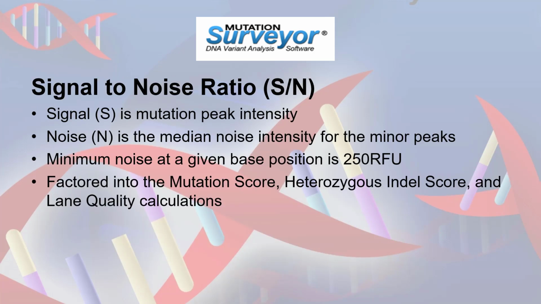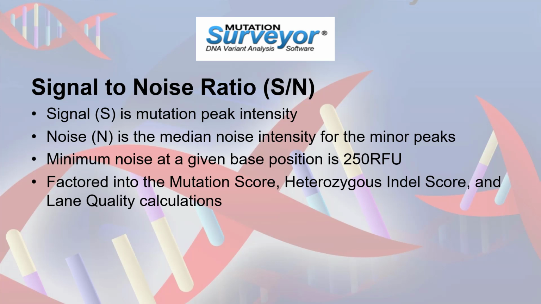The next quality value we will discuss is the signal-to-noise ratio. We define signal as a mutation peak intensity and the noise as the median noise intensity for the minor peaks. The signal-to-noise ratio determines how large the signal must be for a mutation peak relative to the noise for a mutation to be registered. The minimum amount of noise at a given base position is 250 relative fluorescence units.